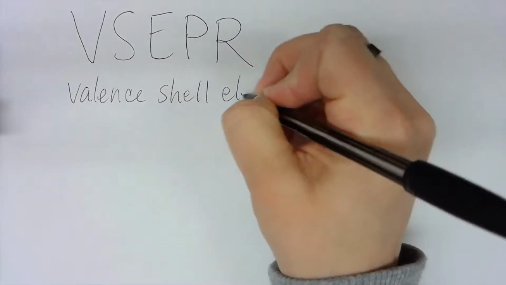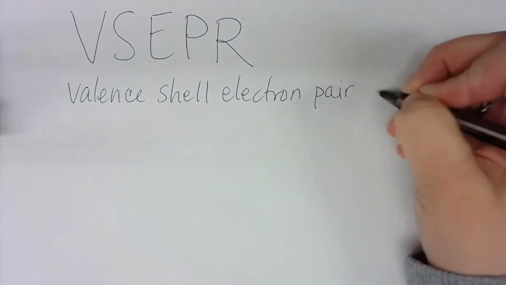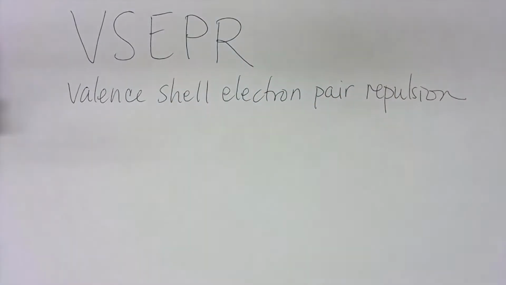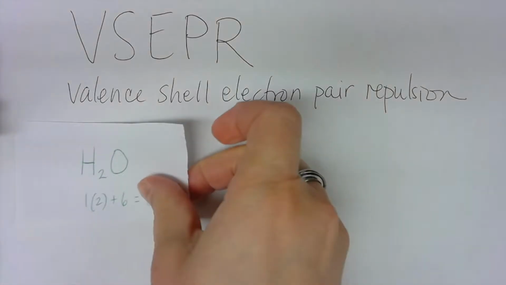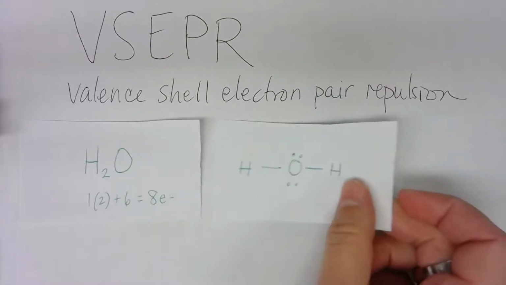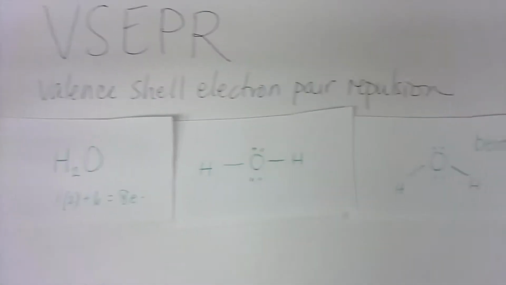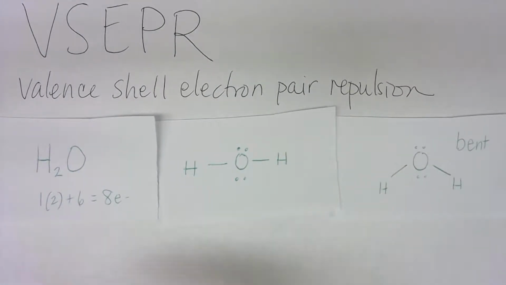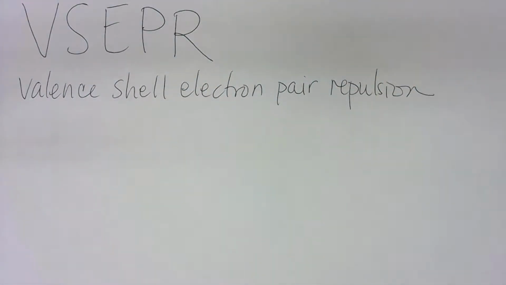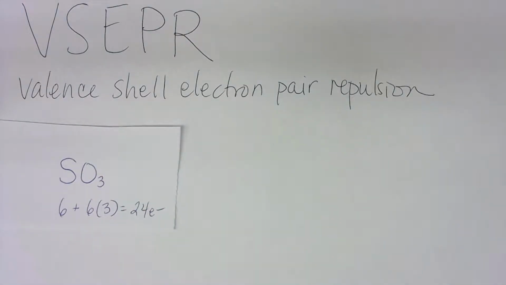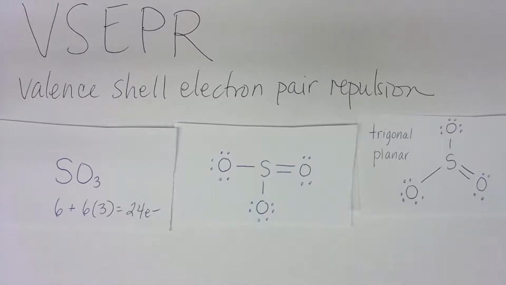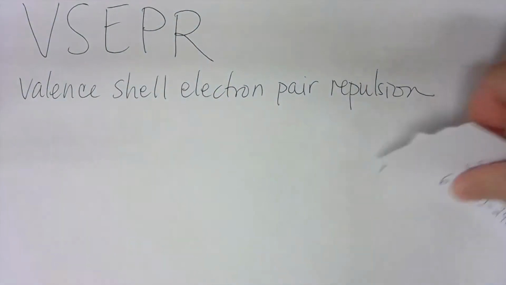VSEPR, valence shell electron pair repulsion. H2O, the Lewis structure you can see right there, 2 lone pairs. The lone pairs and the bonds will repel, forming a bent shape. SO3, 3 bonds, no lone pairs, they will repel to form trigonal planar.